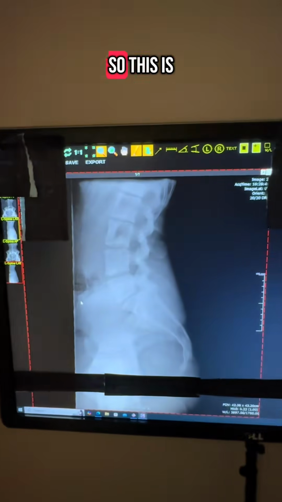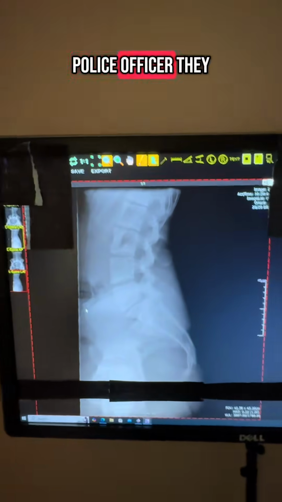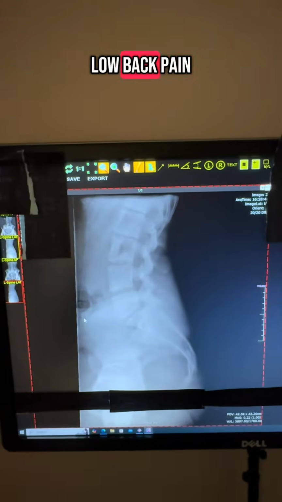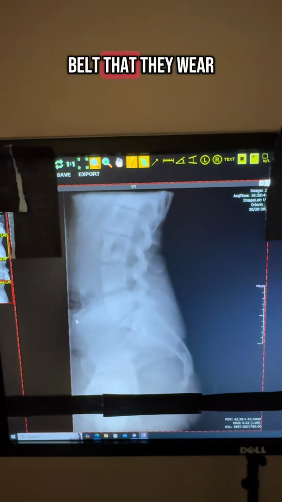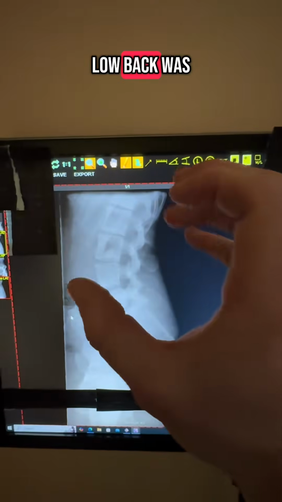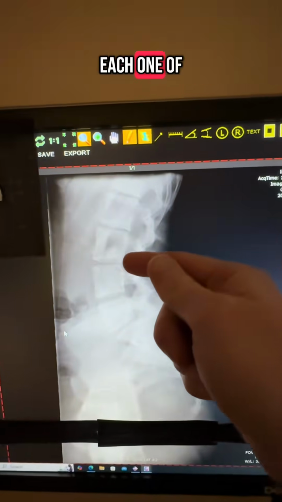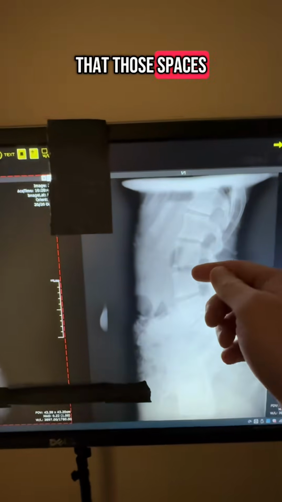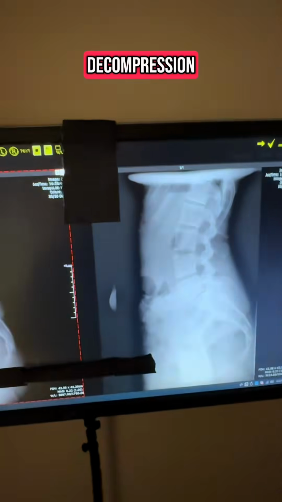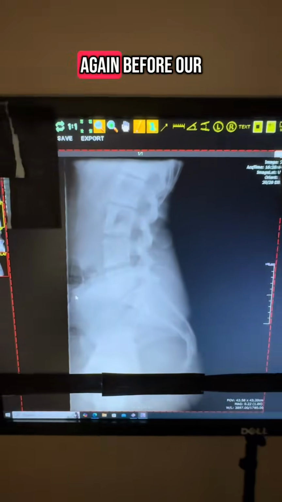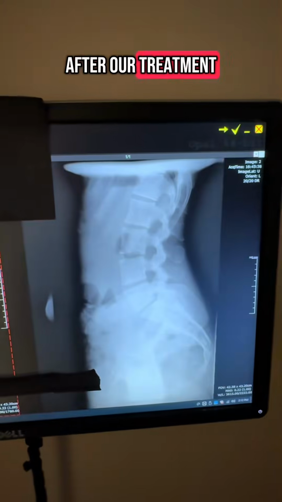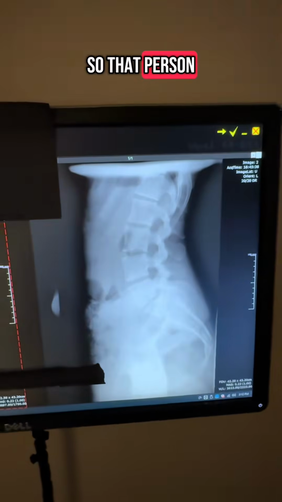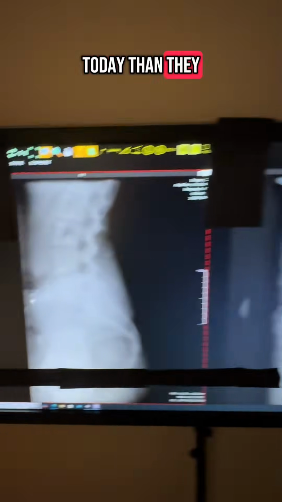All right, fourth patient. So this is a mid-30-year-old cop, police officer. They were having generalized low back pain from wearing that harness and that belt that they wear. That's a lot of weight and felt like their low back was being compressed. So what I want you guys to look at are the spaces between each one of the segments on the before, and then we're going to look at the after. You can see that those spaces are much wider. That's from our decompression, our flexion distraction table. Again, before our treatment plan, after our treatment plan, much wider discs. So that person is actually taller today than they were when they started.